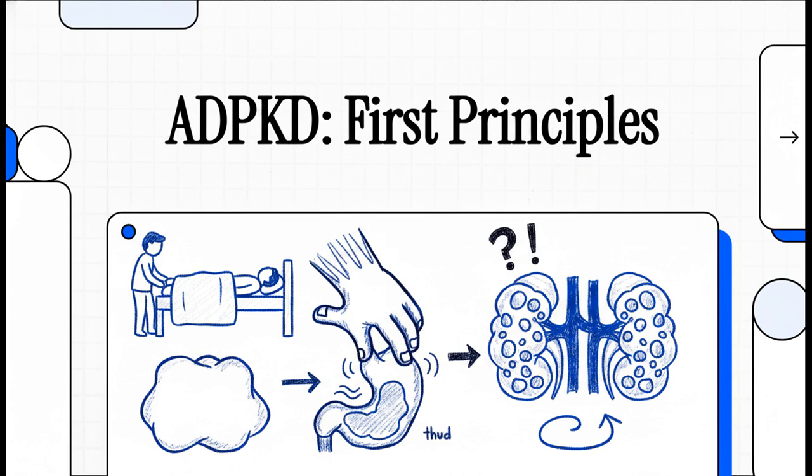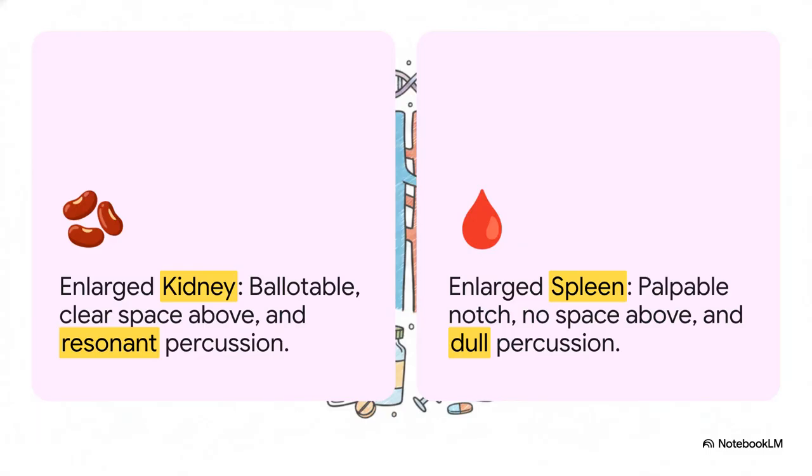Welcome to our explainer today on adult polycystic kidney disease. We are going to break down the mechanics of a disease that completely reshapes the body, and we're going to do it straight from first principles. So, how do we avoid falling into that classic physical exam trap? We really have to confirm what organ we're actually touching.